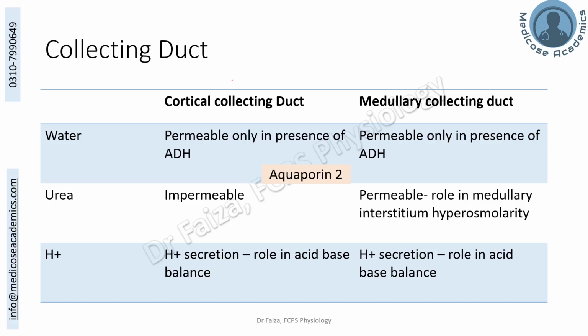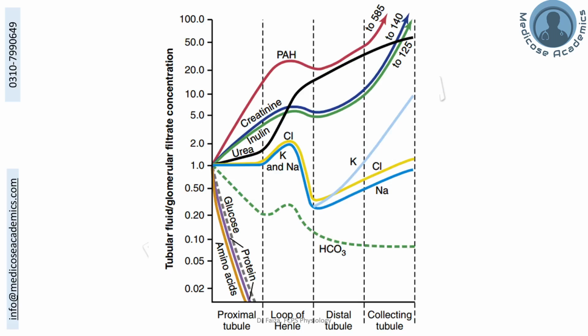If we compare the cortical collecting duct with the medullary collecting duct, both are permeable to water only in the presence of ADH. The cortical collecting duct is impermeable to urea, but the medullary collecting duct becomes permeable, especially under the presence of ADH, and both play an important role in acid-base balance by secreting hydrogen by primary active transport mechanisms. And this image is showing the tubular fluid to glomerular fluid concentration, increasing for the substances which are secreted actively and decreasing for the substances which are reabsorbed.